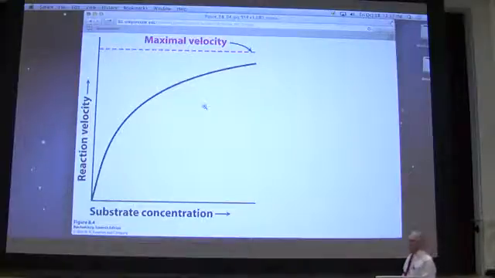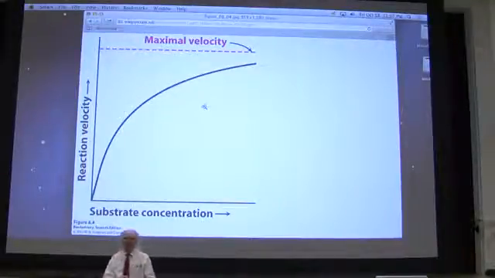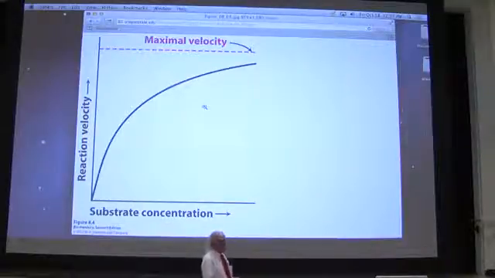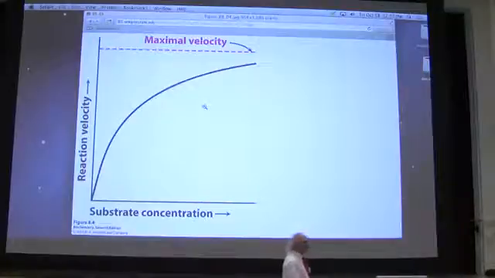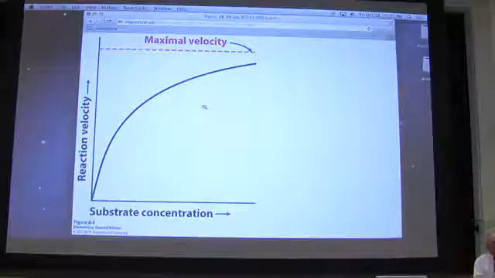Maximum velocity turns out not to be a characteristic of an enzyme. That may seem a little cockeyed to tell you, but it means it's not a characteristic of an enzyme. When I say it's not a characteristic, what does that mean? It means that the velocity of the reaction is not something inherent to the enzyme. It's inherent to how many enzymes I have.